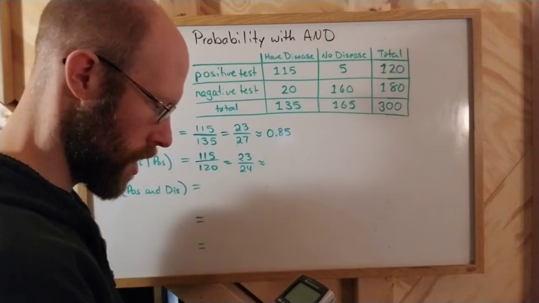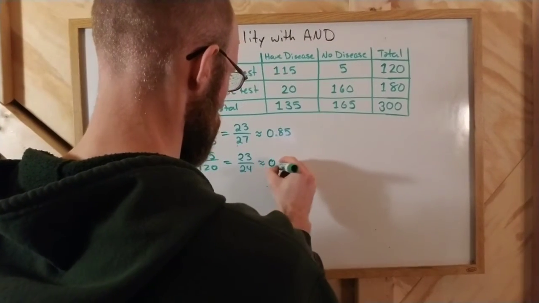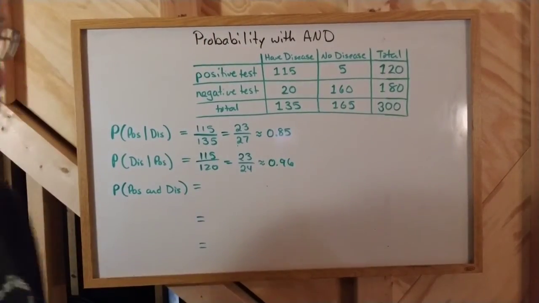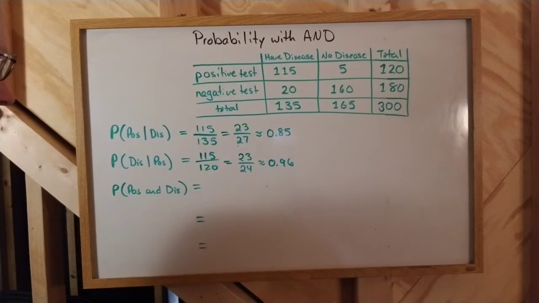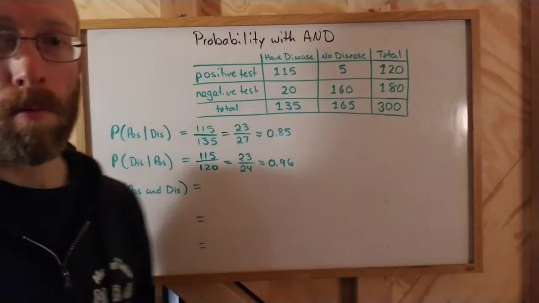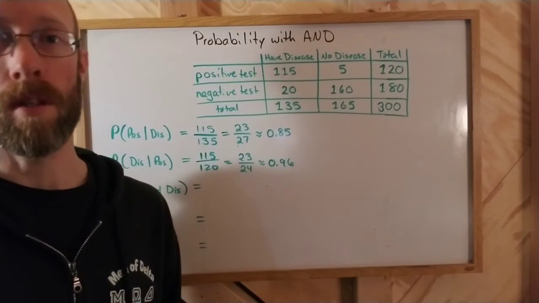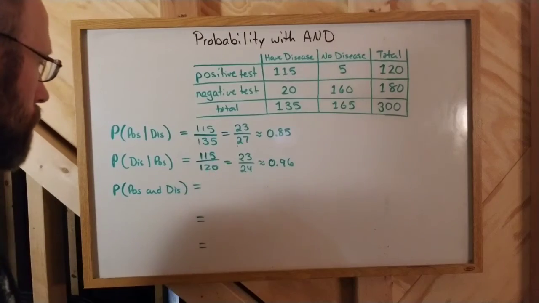And of course that is approximately 96%, or 0.96, 0.9583, and so on. Okay, so you can see the two probabilities are different. The probability of having the disease given a positive test versus the probability of having a positive test given the disease are different probabilities.